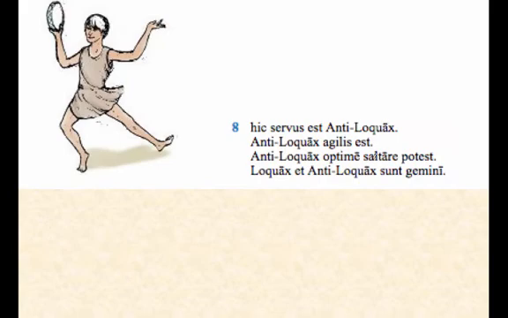Hic servus est antiloquax. This slave is antiloquax. Now you're going to learn at the end of this that they're twins. Can you imagine how sad it is? Your name is basically not the other one. Okay, so like your brother's name is Loquax, and you're like not Loquax. That's just horrible. Wild guess, before we do it. Don't even look it up. Wild guess. Loquax agilis est. Loquax is agile.